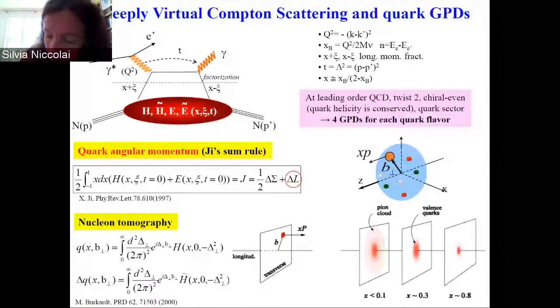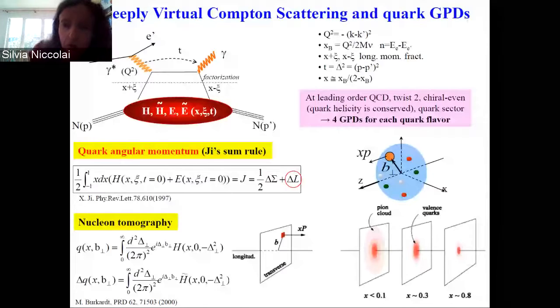So these are important issues that we want to tackle, but there is a complexity behind, and this complexity is due to the fact that even if we restrict ourselves to the leading order, twist 2 and chiral even GPDs only, we still have 4 GPDs, and we have 4 GPDs for each flavor of the quarks, and they depend on 3 kinematic variables.